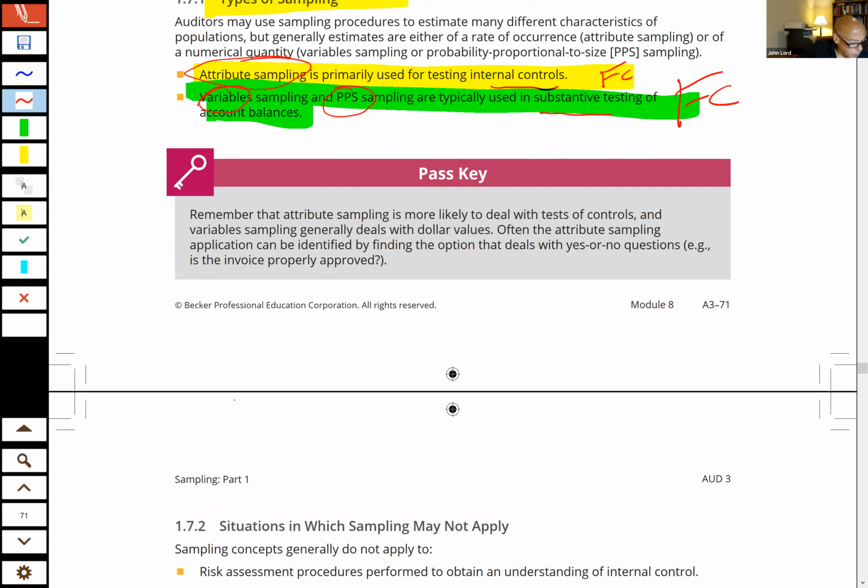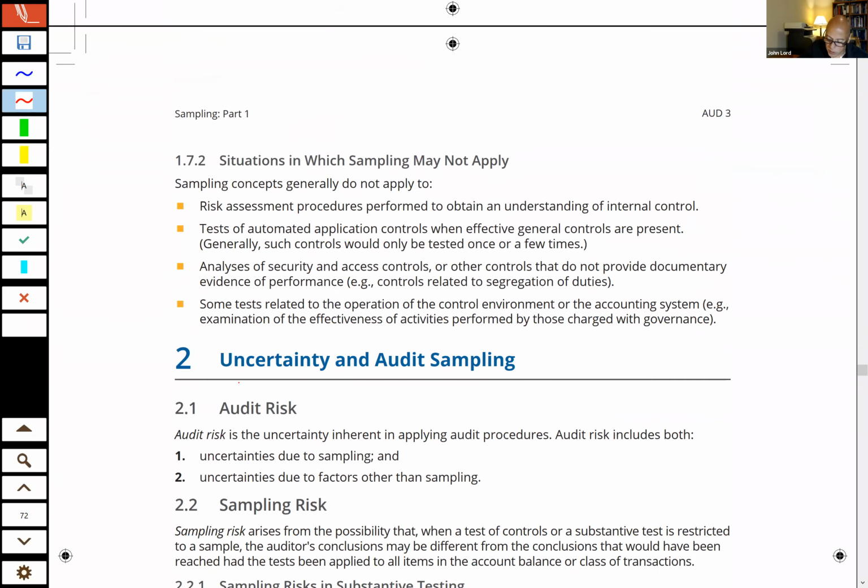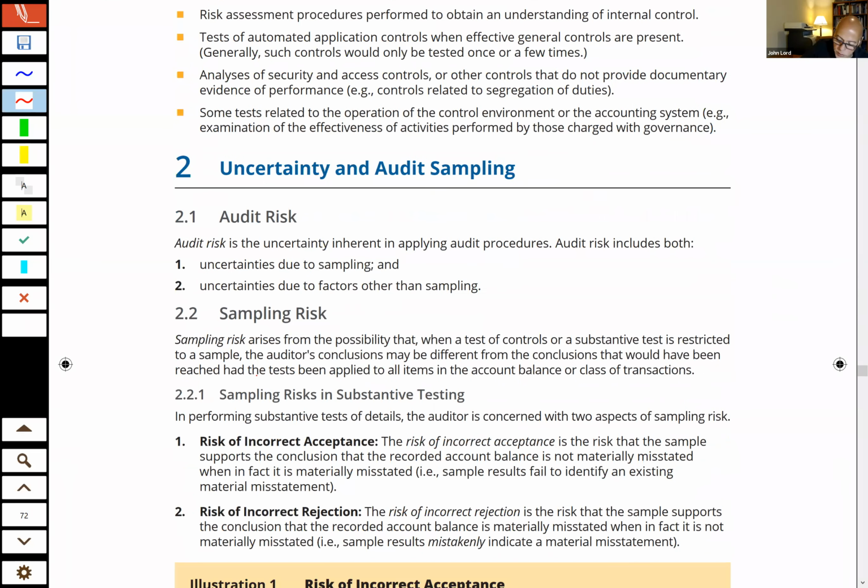Now you come over and we talk about uncertainties, as they relate to audit sampling.